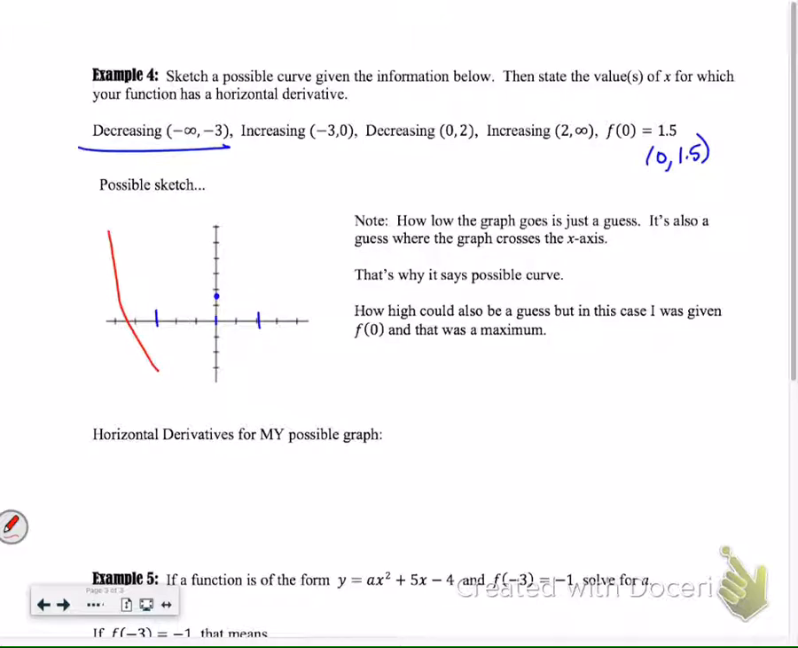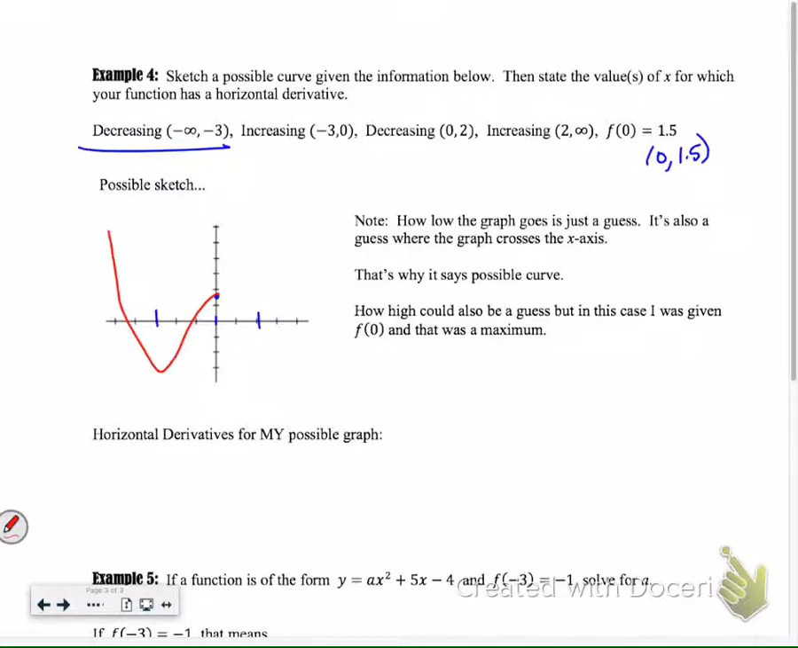Now, if your graph doesn't go down as far, that's fine. If your graph is on the other side of the y-axis, or on the other side of the x-axis, that's fine too. The next one, I'm going to increase from negative 3 to 0. Now, this one, I have a stopping point here. We're going to go from negative 3 to 0. That's a point that they told me was on the graph, so I kind of have to go there. Otherwise, if they hadn't told me that f of 0 was 1.5, I could have gone higher, I could have gone lower, because they didn't tell me.